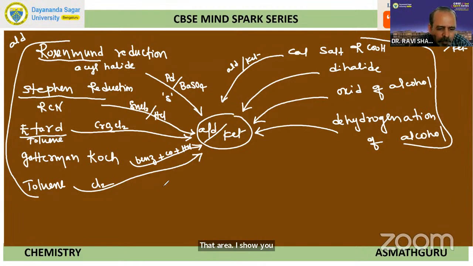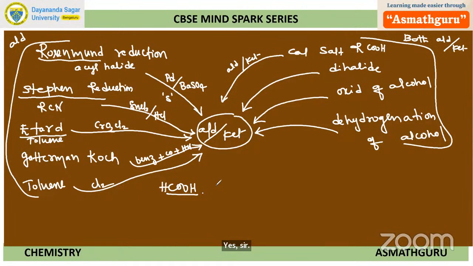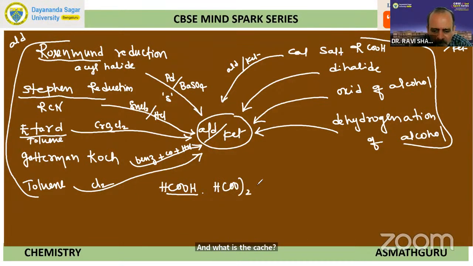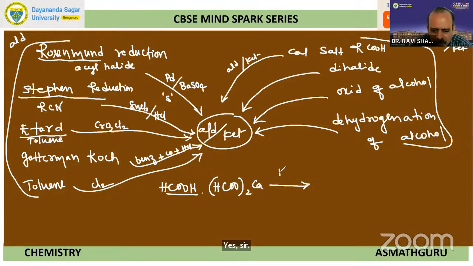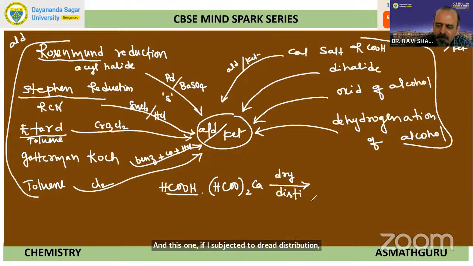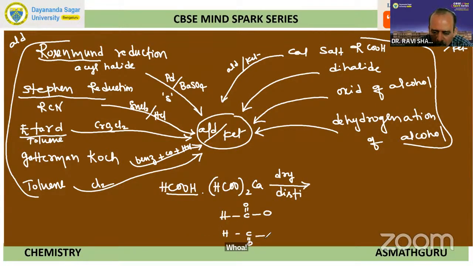Say, for example, if you take a salt of formic acid, what is the calcium salt? HCOO twice Ca, calcium formate. If I subject it to dry distillation, heating without water, it breaks away. How it breaks, I'll show you. I'll write it down: HCOO and Ca.